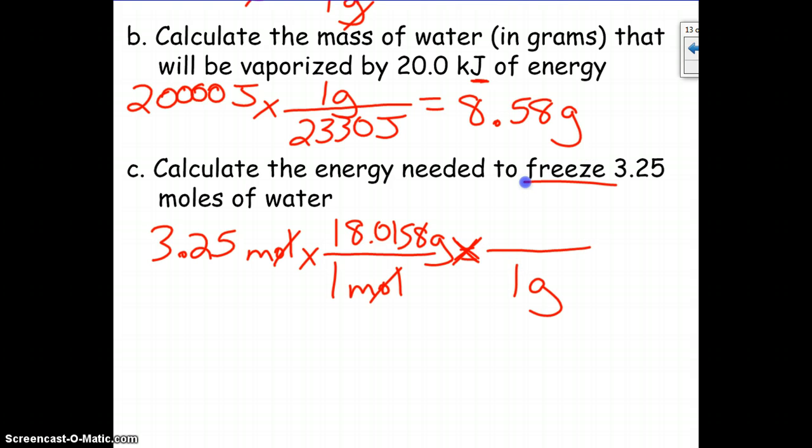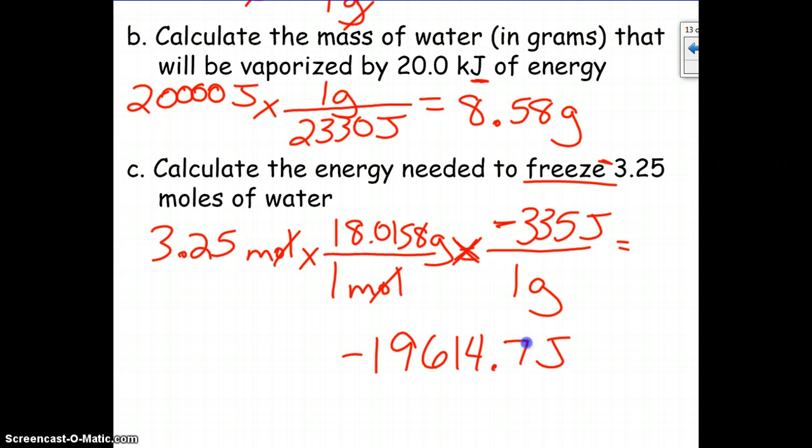Now we're talking about freezing, so we're going to need the heat of fusion, but freezing is the opposite, so it's actually the heat of solidification. So this is going to be negative, right? So it's going to be negative 335 joules. And then you're going to multiply across, and you will lose 19,614.7 joules to freeze 3.25 moles of water.